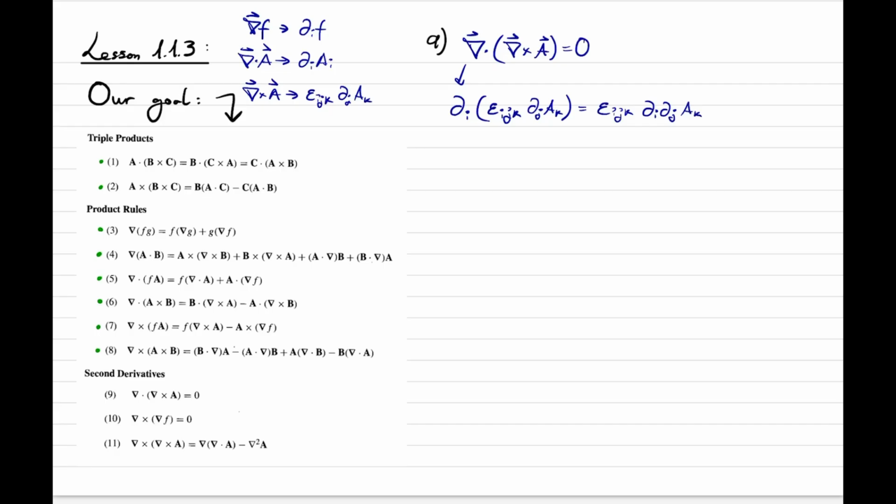So we are going to do a little trick here, which is that we are going to demonstrate that this is 0. I'm going to bring this down here. We know we can swap partial derivatives, so we are going to swap them. Epsilon ijk del j del i Ak. Okay, so far so good. Now we are going to interchange the indices of the epsilon. So we have minus epsilon jik del j del i Ak.